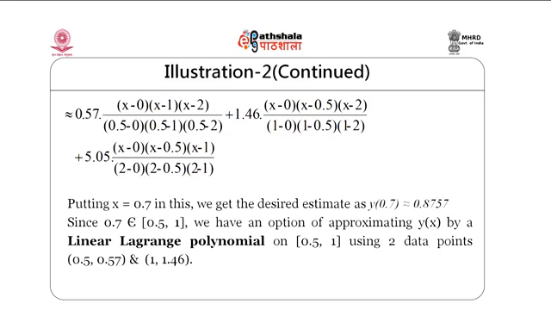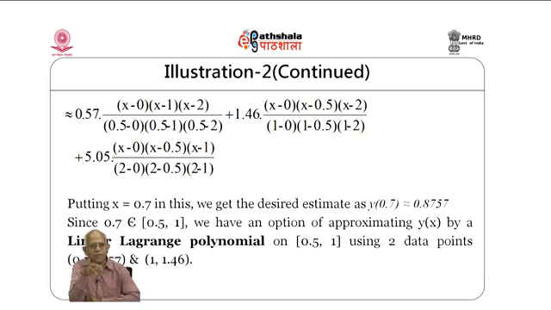can be written as 1.46 into x minus 0. Now, x minus 0.5 comes into the picture, x minus 1 is dropped, x minus 2, and then we get 1 minus 0, 1 minus 0.5, 1 minus 2. And in the last term 5.05 we will get x minus 0, x minus 0.5, x minus 1. So, the last factor is dropped, x minus 2 is dropped, and 2 comes here in the denominator. So, 2 minus 0, 2 minus 0.5, 2 minus 1.